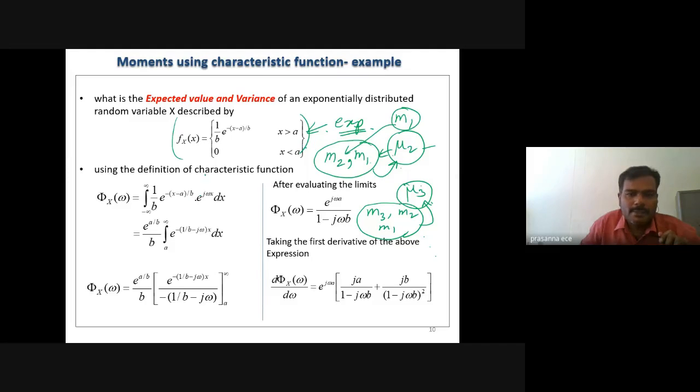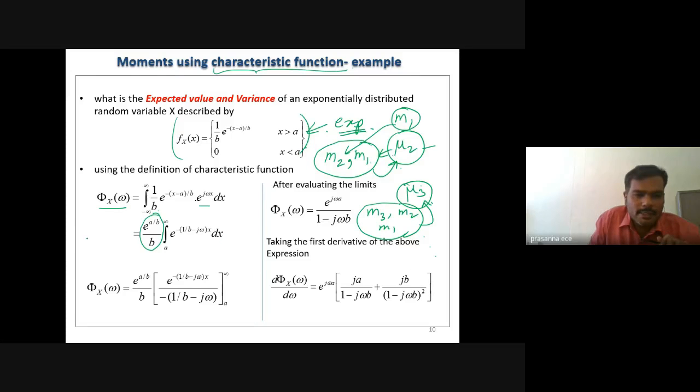Okay, so the first step is to create the characteristic function. You first make the characteristic function using our integral. So phi x of omega is equal to the integral from minus infinity to plus infinity of fx of x, that is 1 by b into e power minus of x minus a by b, into e power j omega x dx. Here I can multiply the terms inside. So this becomes e power minus 1 by b x into e power plus a by b. All the constant terms I'm taking outside. Inside you have the integral from a to infinity of e power minus 1 by b minus j omega, into x dx.